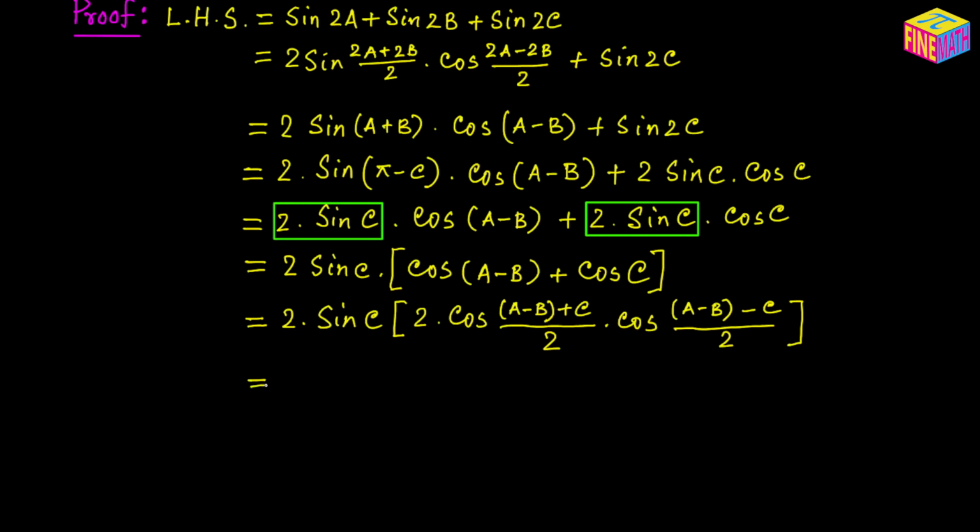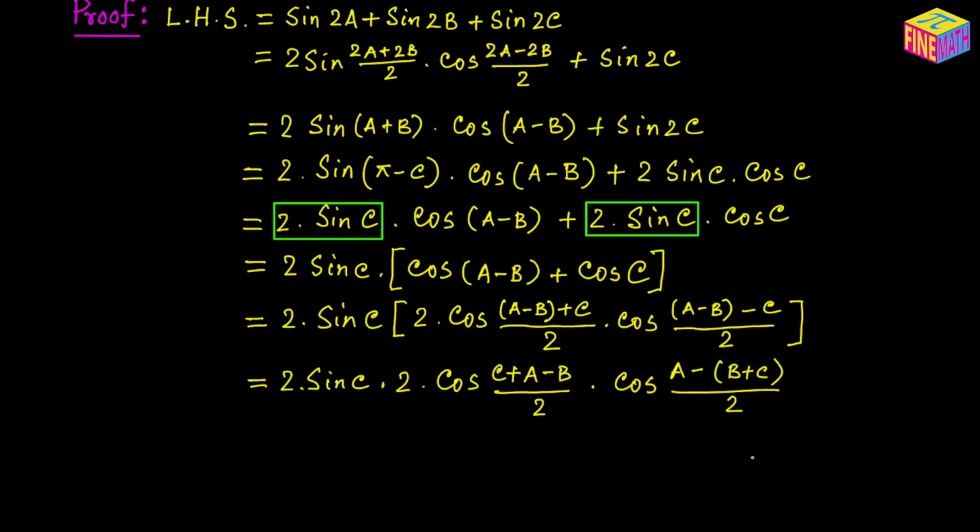So we can write it as 2 times sine of c, and then of course we have 2 times cosine of (c plus a minus b) over 2 times cosine of (a minus b plus c) over 2, because a minus b minus c can be written as a minus b plus c, and of course divided by 2. So now we see that we have 4 times sine of c, because 2 times 2 would be 4. So we have 4 times sine of c, and then times cosine of (c plus a minus b).